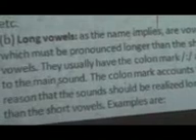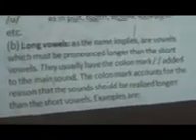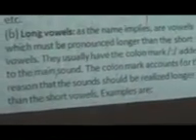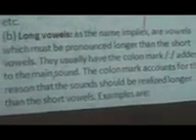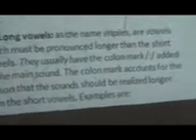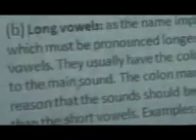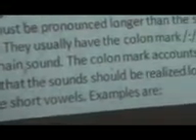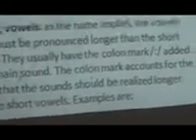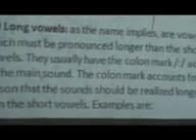Division B. Long vowels. Long vowels, as the name implies, are vowels which must be pronounced longer than the short vowels. They usually have the colon mark. This is the colon mark referred to. They usually have the colon mark added to the main sound. The colon mark accounts for the reason that the sounds should be realized longer than the short vowels.